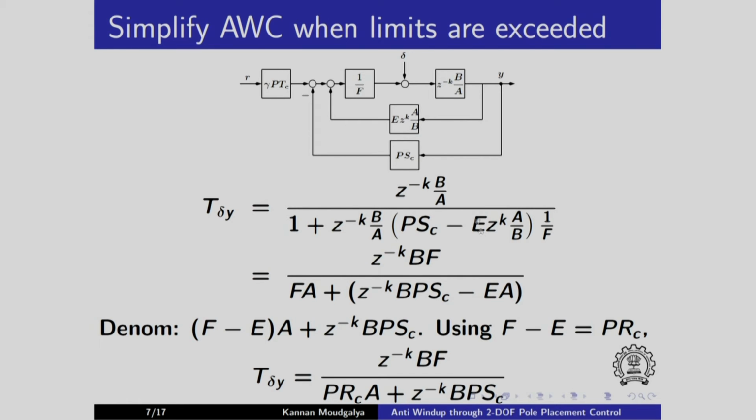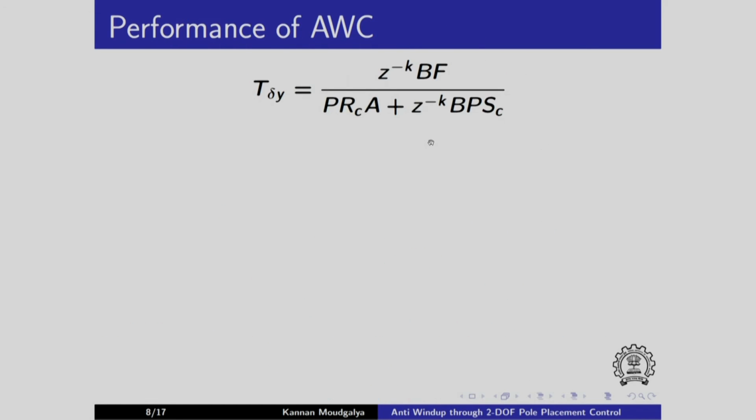So this is the transfer function between the new signal delta and the plant output y. Now we will see how this transfer function behaves. Let us choose f to be ARC plus z power minus k into BSC. You see that that is a part of this. Remember, we started with 3 unknowns, E, F and P. For E we already had an equation. Now F, we define it like this.